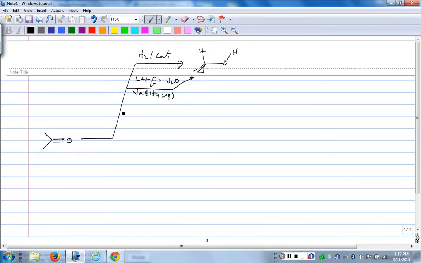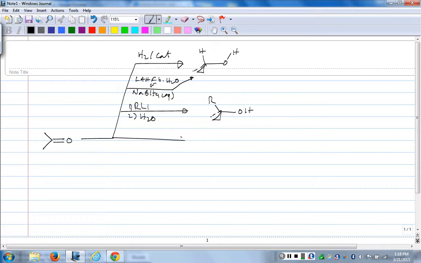We can treat aldehydes and ketones with organometallic reagents, for example, alkyl lithiums, followed by water, and that is going to give rise to the alcohol. But unlike the reactions where you use the metal hydride, you'll have an extra carbon in the molecule.